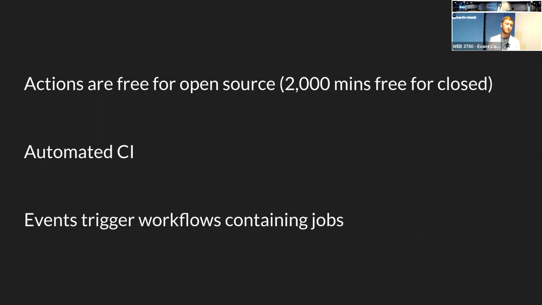And then the idea of Actions is that you have an event that triggers a workflow, which contains jobs and runs on a runner. These are the nomenclature of GitHub Actions. But basically you have an event that triggers jobs, is how you can look at it.